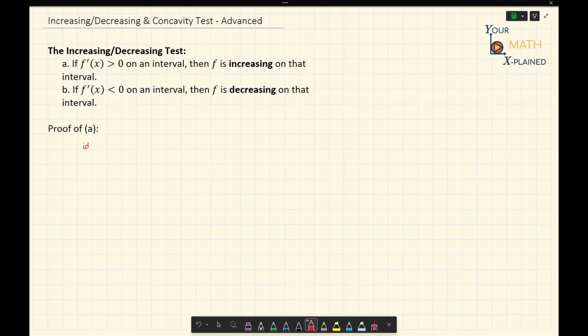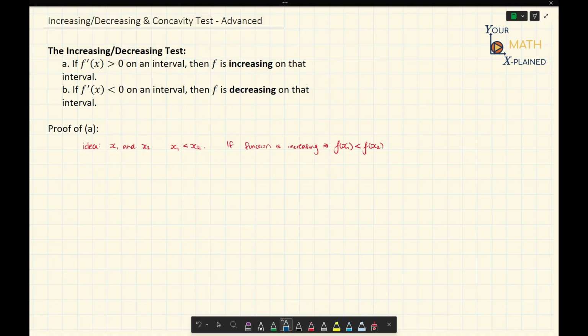Let's first write down what our idea is going to be. So the idea is we're going to pick two arbitrary points, x1 and x2, such that x1 is less than x2. Now, if the function is increasing, what that means is we're going to get f of x1 is less than f of x2. So this is what we want to prove.